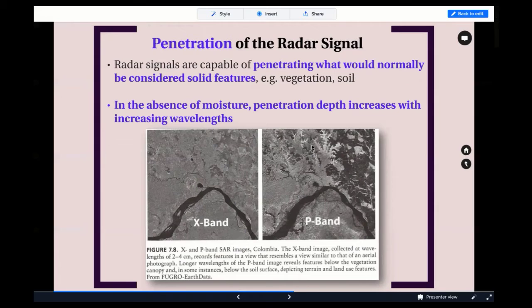So actually, these longer wavelength radar portions are not only able to penetrate atmospheric particles or cloud cover or other features, but they also have the capability of penetrating solid features, including vegetation and soil surfaces. That is to say, the P band will have a greater penetration power even underground. This example shows you basically the same area, and the P band gives you more information under the ground surface.